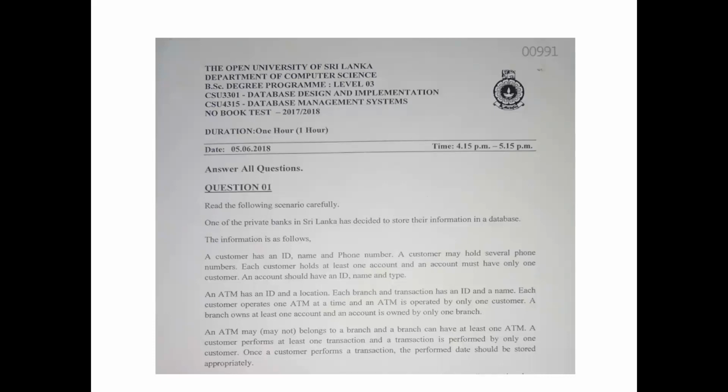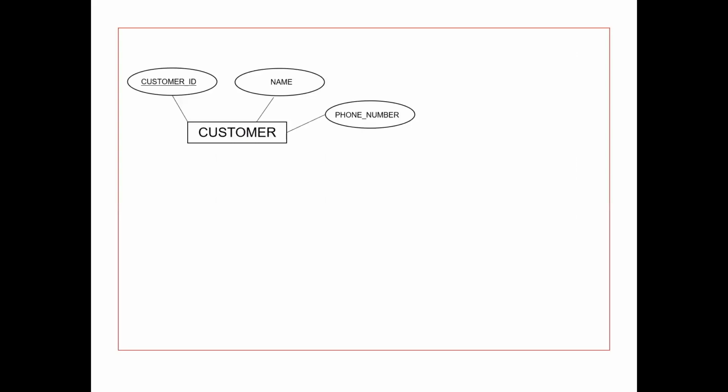A customer may hold several phone numbers. Here, it says that customer can have more than one phone numbers. If you look at this diagram, as I already mentioned, each of these attributes store a single value. But we need this phone number to store multiple values. To represent a multiple valued attribute, we use double line oval. So it will be like this.